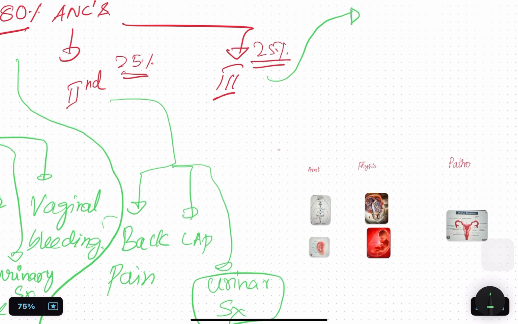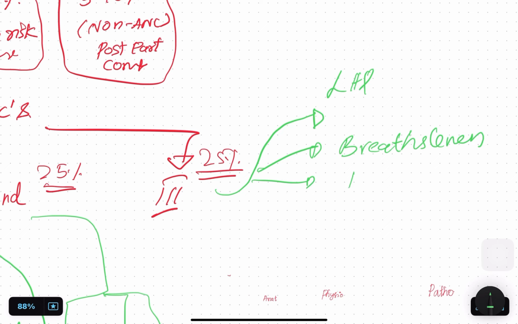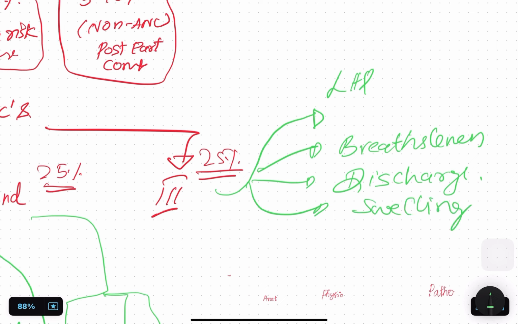Major is again, what do you think? Yes, again abdominal pain. Okay, breathlessness is something which you need to think about, and I don't think you need an explanation for that. And also discharge. Okay, then what do you think? Swellings. So there's something called physiological swelling in pregnancy and pathological, which we will deal with in subsequent classes. Okay, so this is something which you should know.